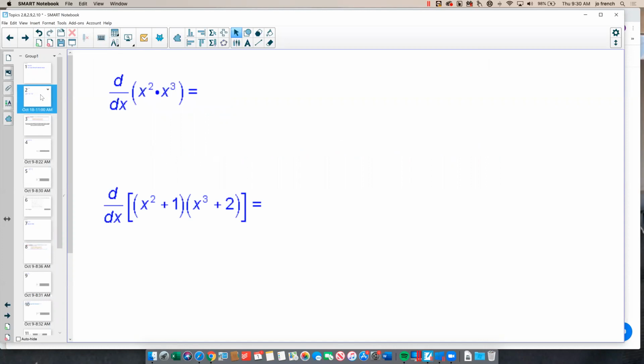It would be great if when we take the derivative of a product of functions like x squared times x cubed, we could just take the derivative of each individual term. So the derivative of x squared by the power rule would be 2x, and then we would multiply by the derivative of the second function, x cubed, which would be 3x squared by the power rule. And then if we combine that, we would end up with 6x cubed.